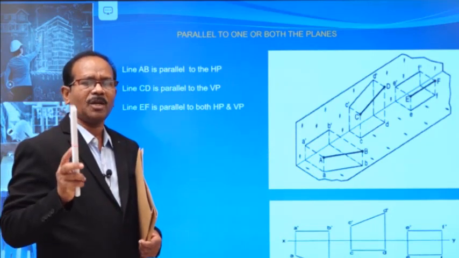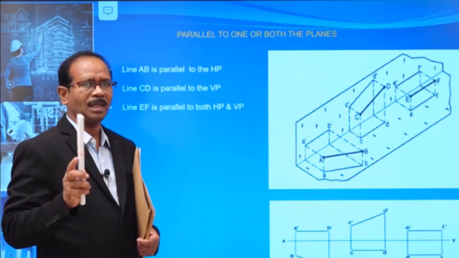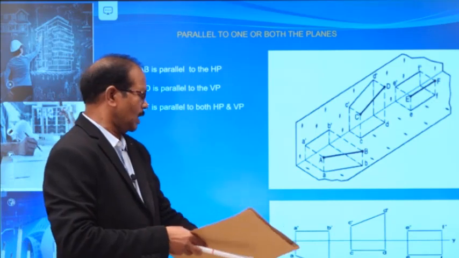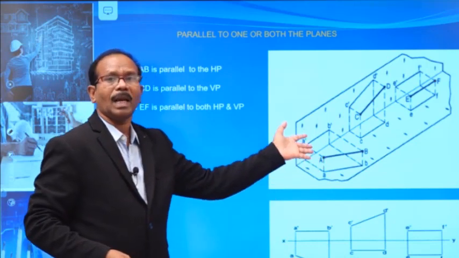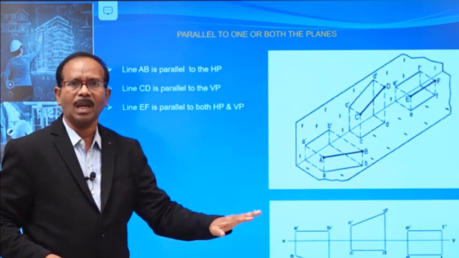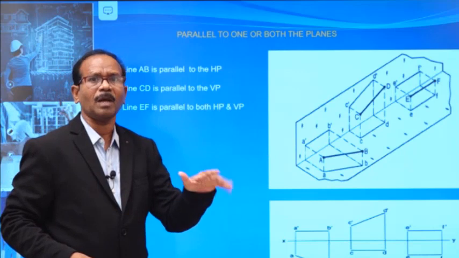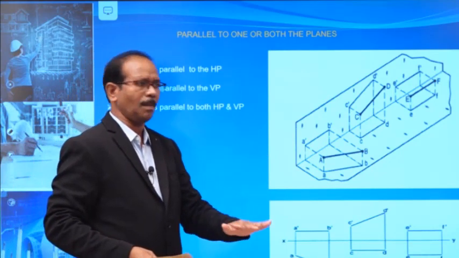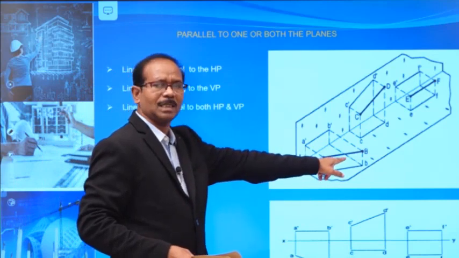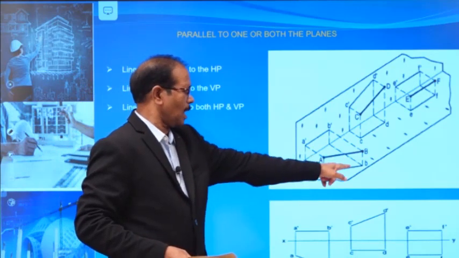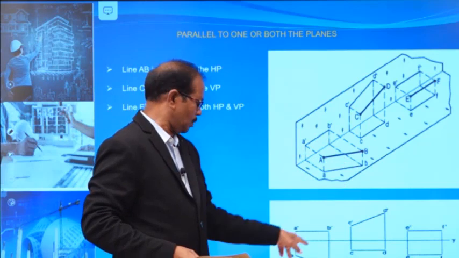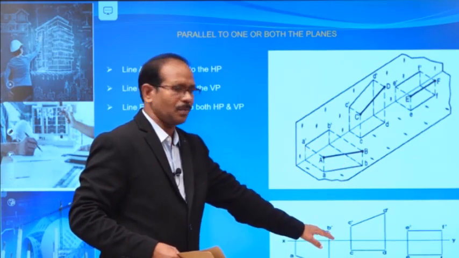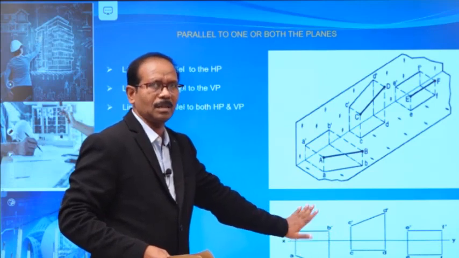How to represent the front view? A dash, B dash, C dash. Top view A, B, C. Now this is the first one: line parallel to one or both. Parallel to one; I am assuming parallel to the horizontal plane. That's all. This is the condition. AB is the line, small a, small b is the top view, and A dash, B dash is the front view. Now this is about one condition.